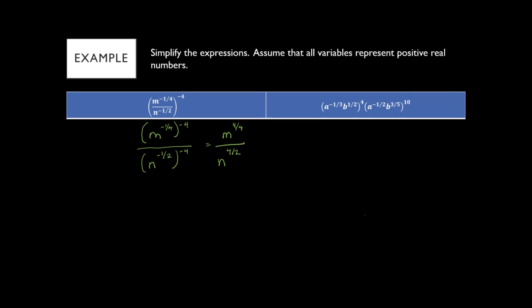And then you simplify those exponents. 4 divided by 4 is 1, so that's m. And then 4 divided by 2 is 2, so that gives us n squared. And I didn't have to do any reciprocal stuff with the fractions because I knew that multiplying those together would cancel out the negatives, and then I didn't have to deal with that.